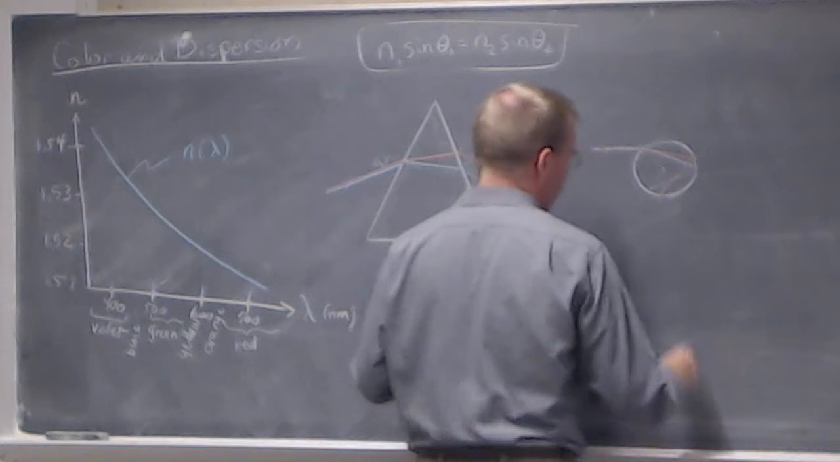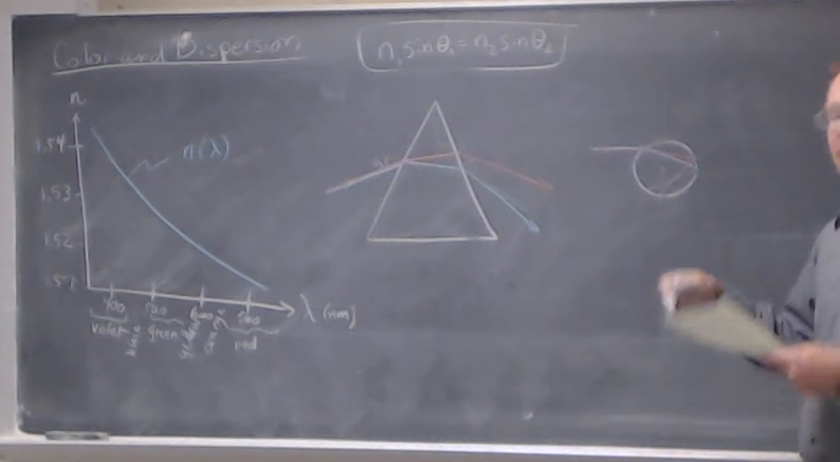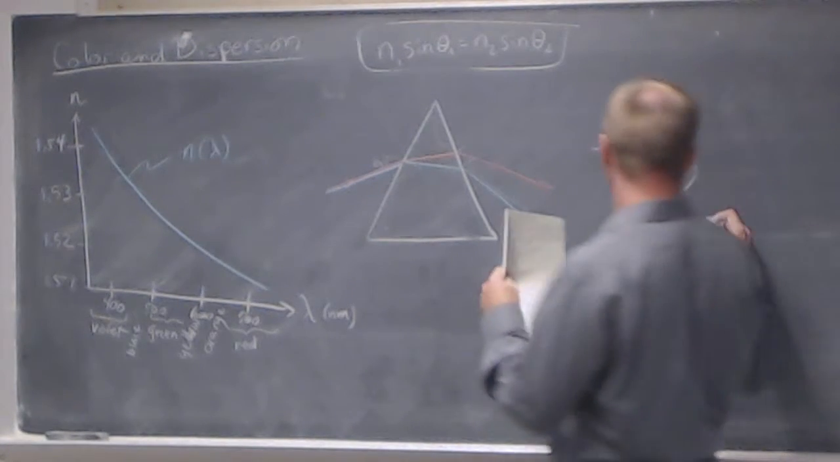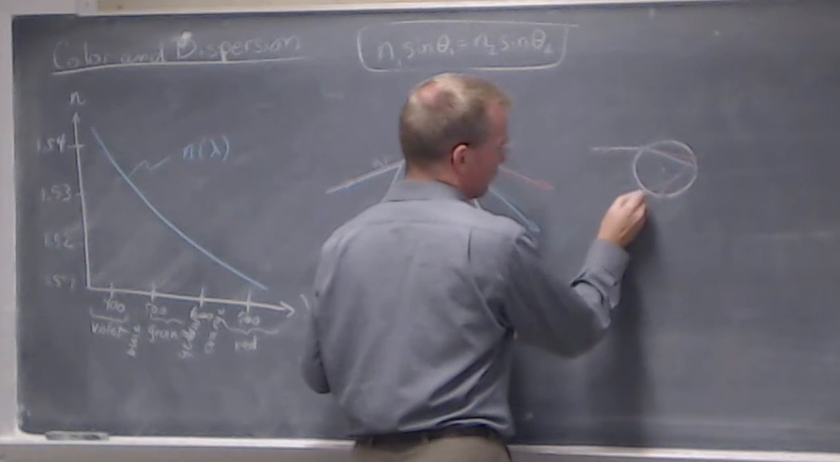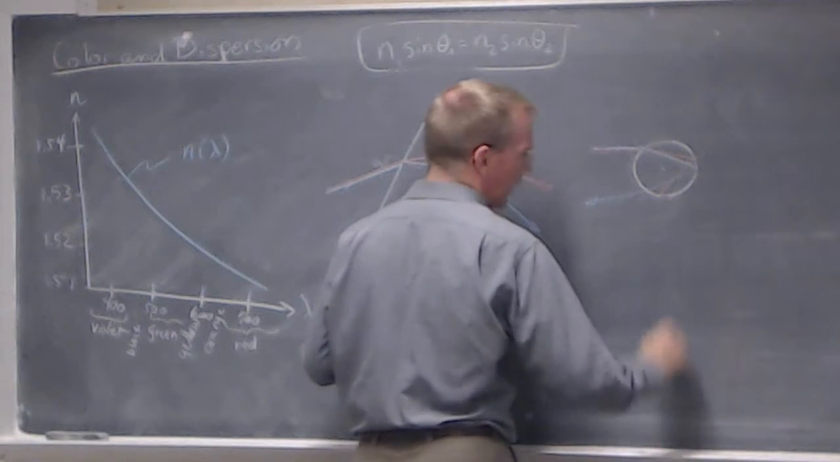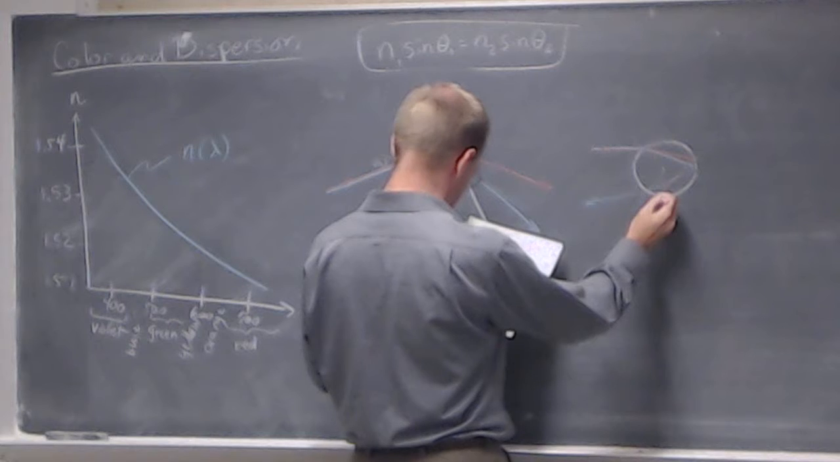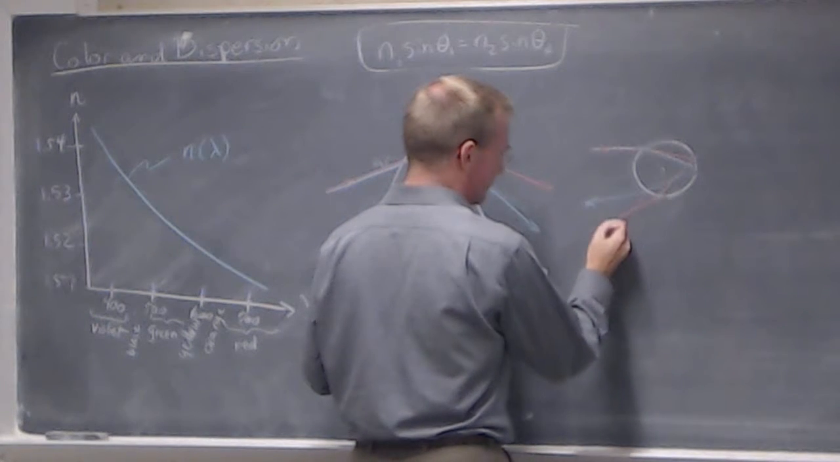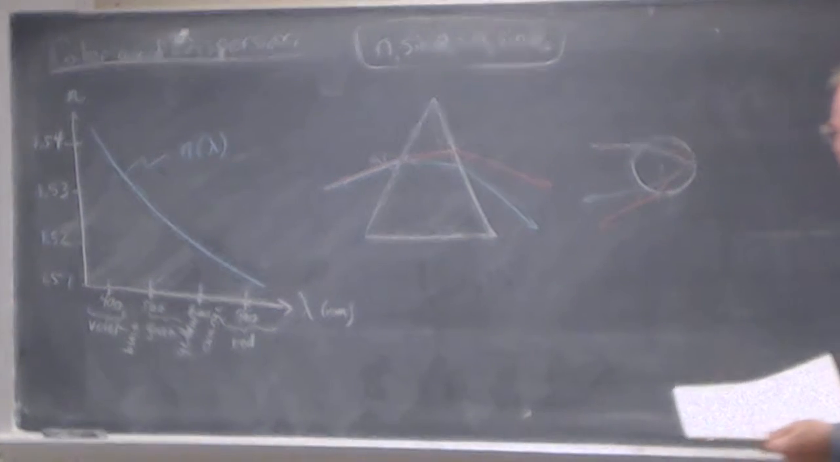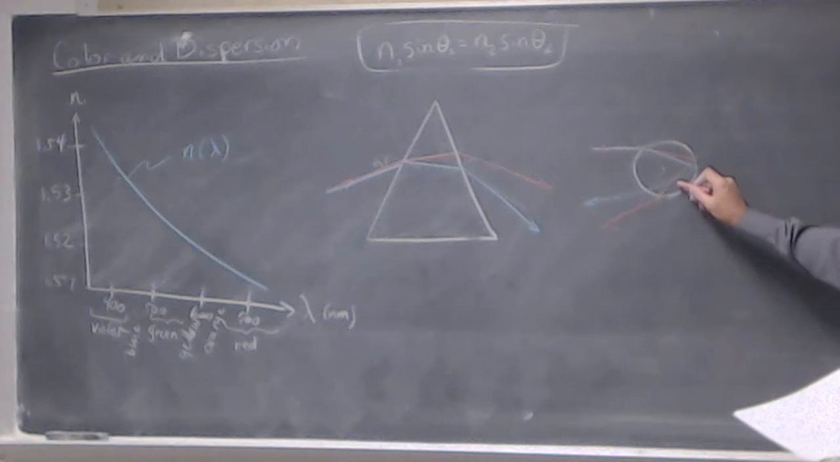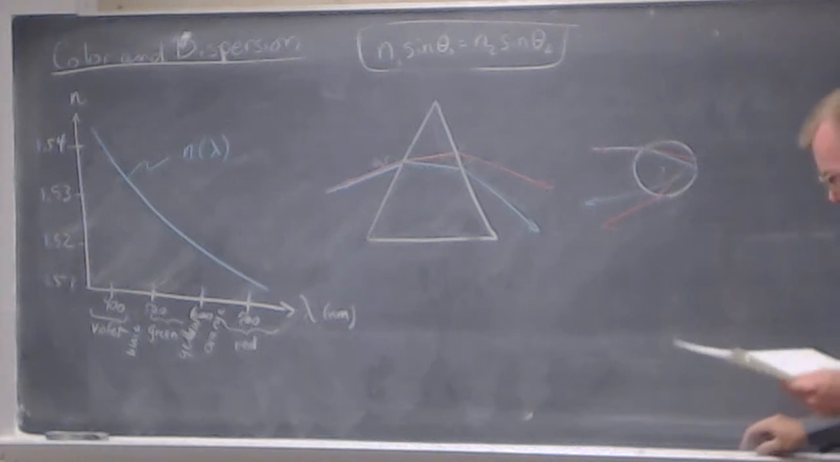When they get to here, they're going from water into air, so they're bent away from the normal. That means this one is bent out this way, and the red one is bent that way. Sorry for the screech. See how again they cross over at this point.